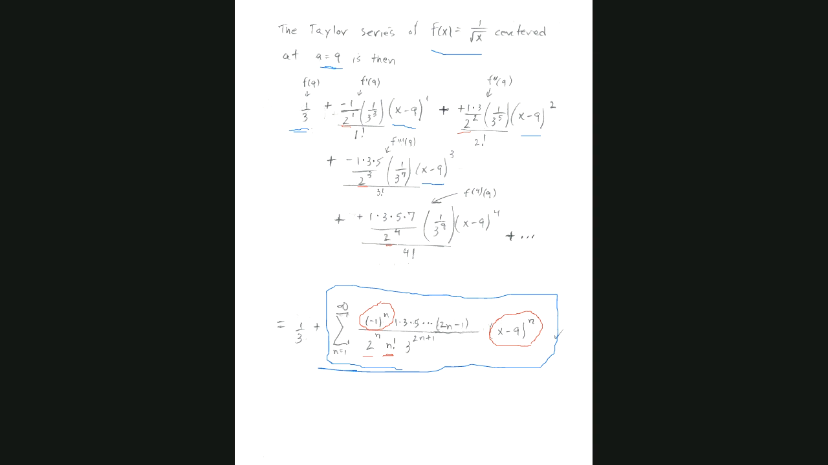And then the factors, like for that term, you have 1 times 3 times 5 times 7. Well, if n is 4, you end at 7. 7 is 2 times 4 minus 1. Hence, you have 2n minus 1. The previous term, the third term, you ended at 5. Well, 5 is 2 times 3 minus 1. So that is the series.